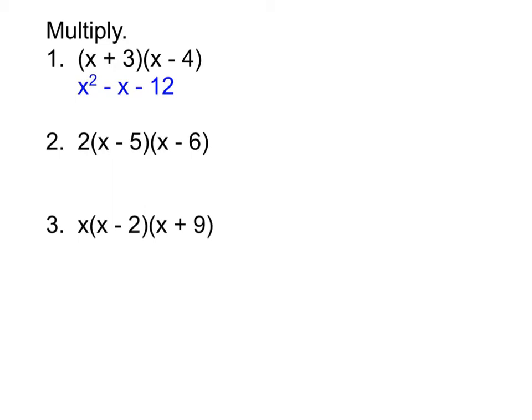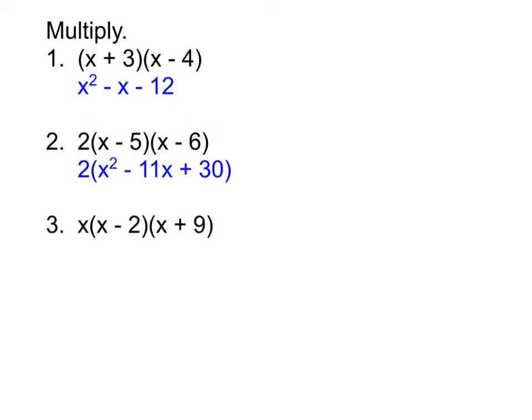Now when you get to number 2, we're multiplying 3 things together. Now it doesn't actually matter which ones you multiply first, but you really have to choose first just 2 of them to multiply by. Now you could start by multiplying the 2 into the x minus 5, that would be fine. Or you could choose to multiply the 2 parentheses together. Either way will work. I don't care which way you do it.